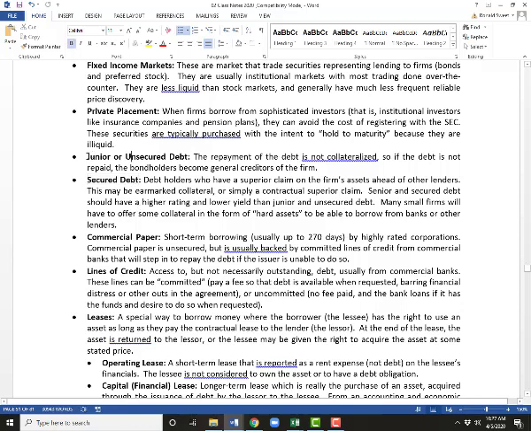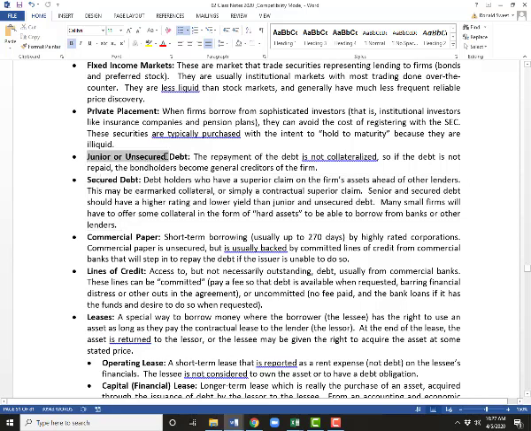A good example might be Delta Airlines. Obviously, the airlines right now are very dangerous. Their industry is under incredible stress, but they can still borrow money with secured debt by securing the debt with their planes. So they say, hey, if we cannot pay you back, you get our planes and you can sell our planes. So that's the secured debt.